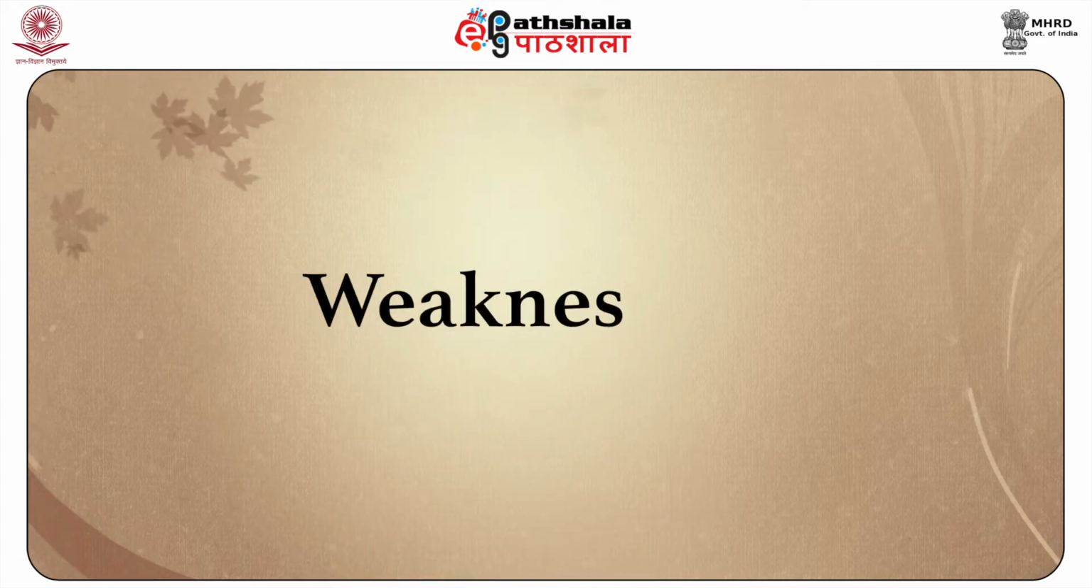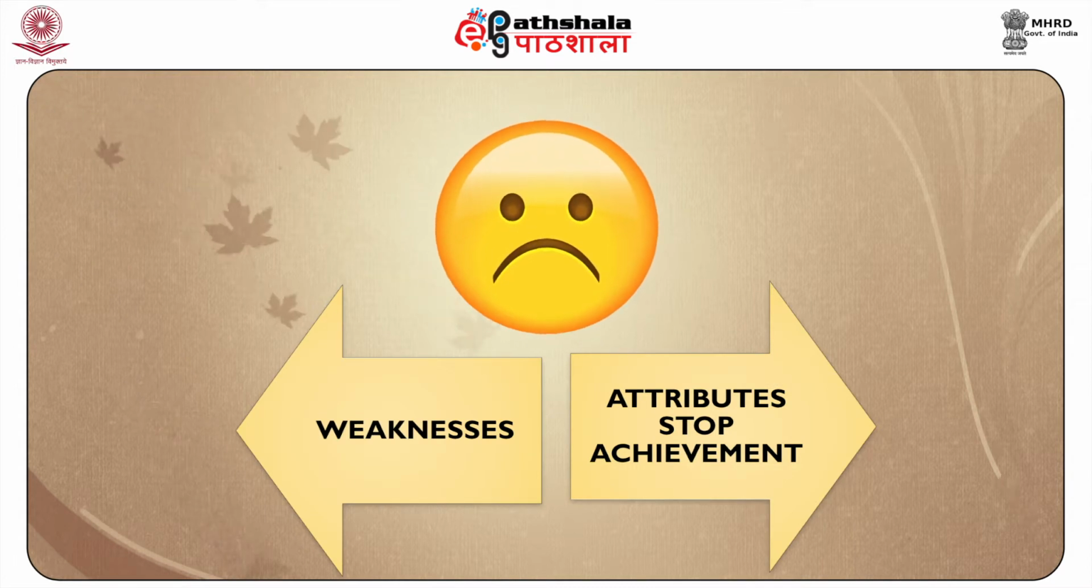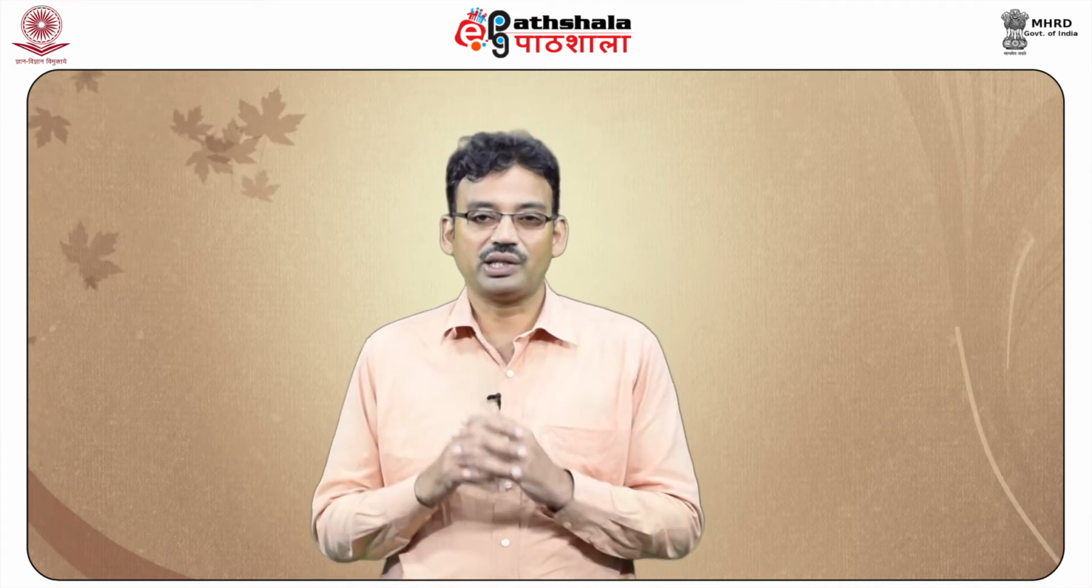Then what are the weaknesses? Weaknesses are the attributes of the organization that stop achievement of the project objective. Then what are the examples for weaknesses? Gaps in the knowledge and expertise could be a weakness. Time scale and deadlines, budget and funding. These are some of the weaknesses.